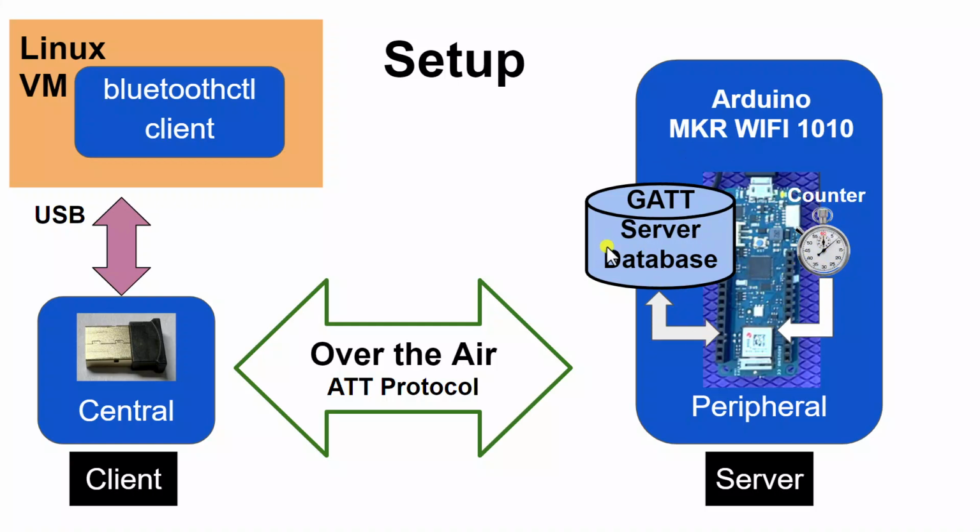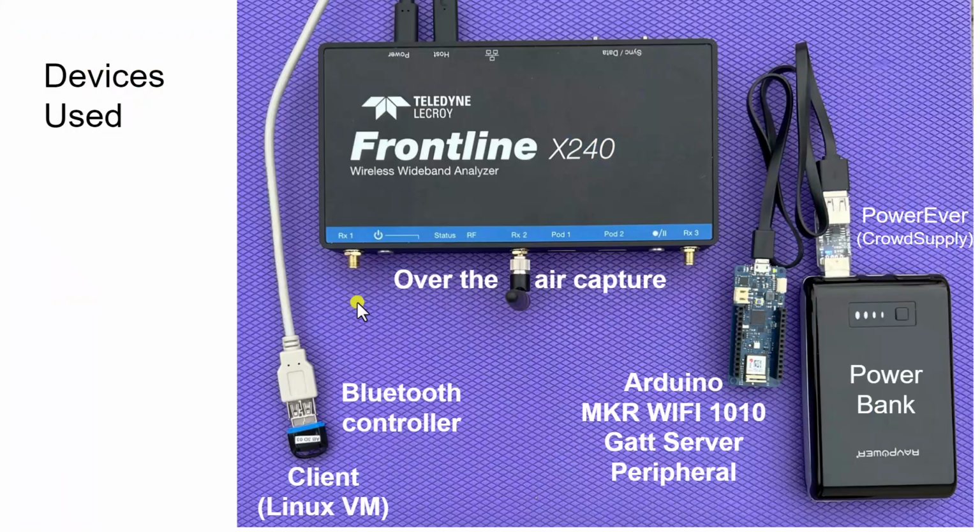This will start to advertise. This will scan, we'll pick up the advertising, we'll connect to it, and then they'll transfer information. We'll reset the counter and look at that and just play around with some values in the Bluetooth client. And then we'll also look at the over-the-air capture. And so the devices used basically will have the USB dongle connected to the Linux VM, and our Arduino, which is connected to a USB battery supply.